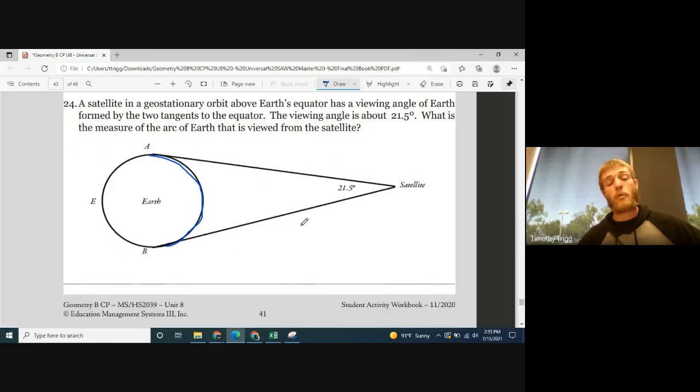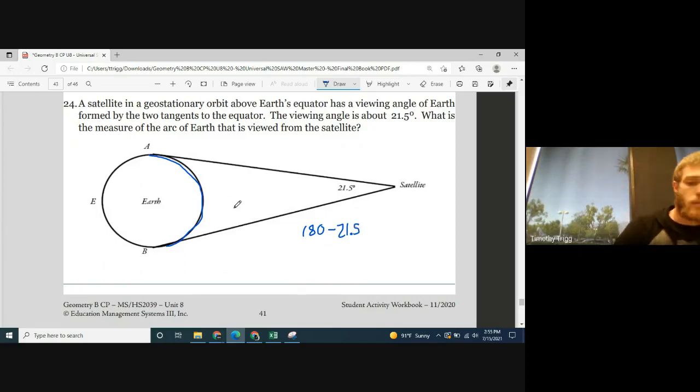Well, if you remember from when I covered it in the lesson, this angle and then this arc add up to 180. Okay, so you can just do 180 minus the 21.5, and that gives you the amount of degrees it can see of the curve. So this would be 158.5 degrees.